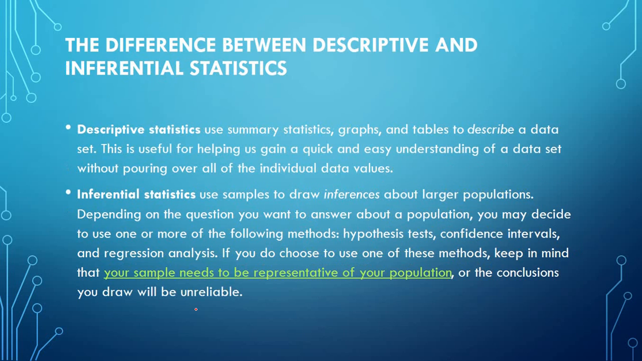The main difference between inferential and descriptive statistics is here: descriptive statistics use summary statistics, graphs and tables to describe a data set. This is useful for helping us gain a quick and easy understanding of a data set without perusing all the individual data values. But inferential statistics use a sample to draw inference about a larger population, depending on the questions you want to answer about the population. This is the main difference. In inferential statistics, we have a population, then we draw samples, then we can conclude what is going on. But in descriptive statistics, we can just give a quick overview of the total data set.